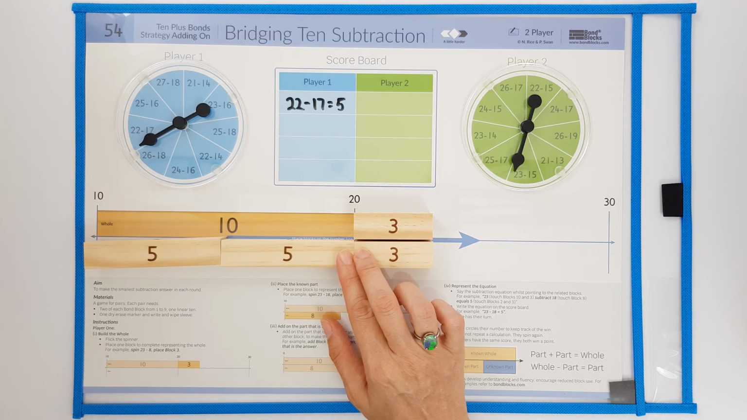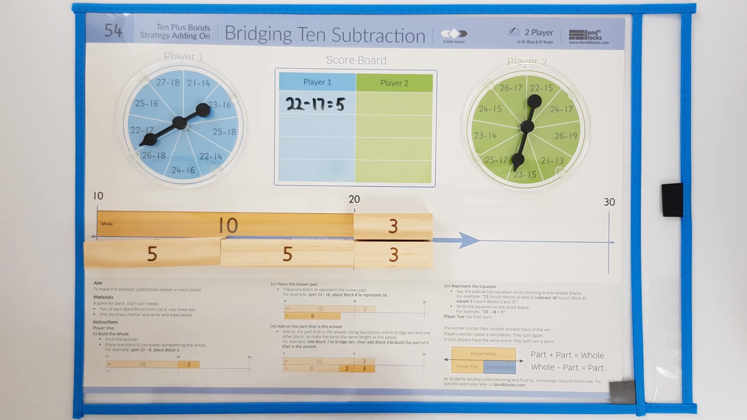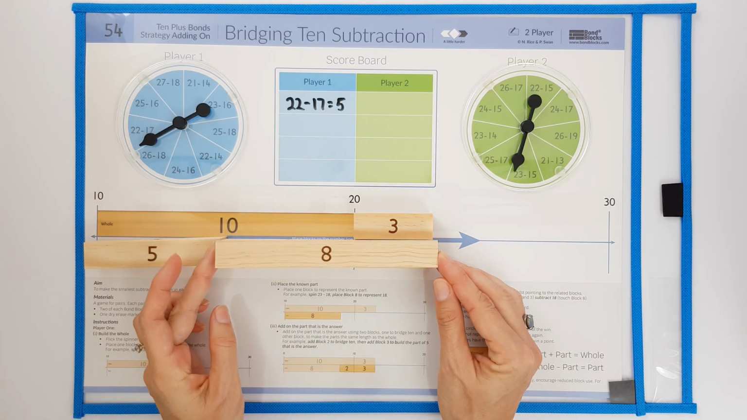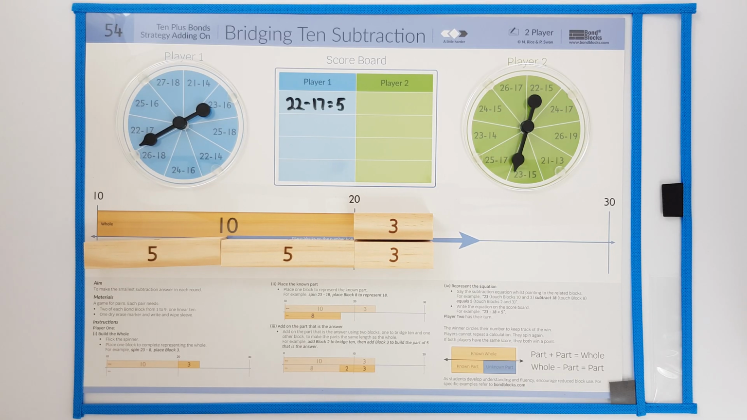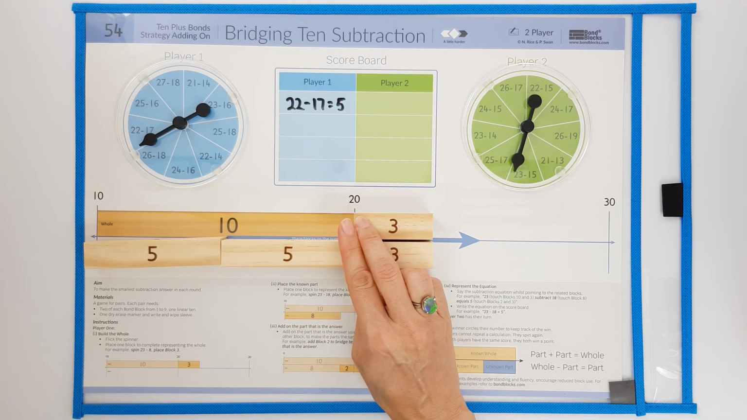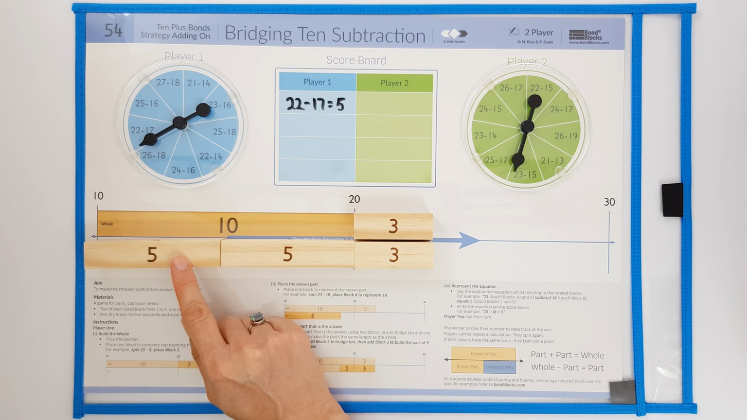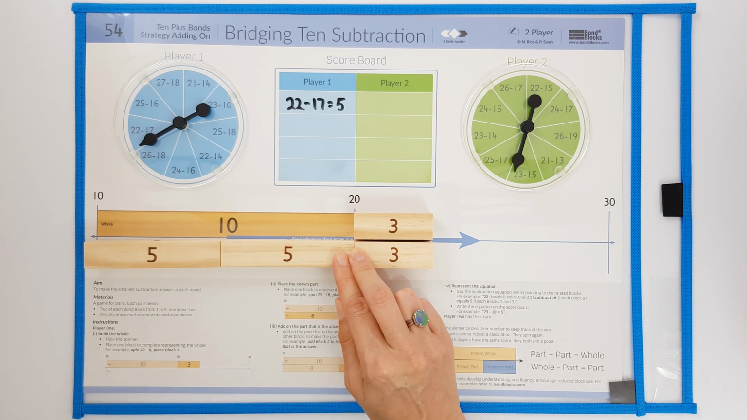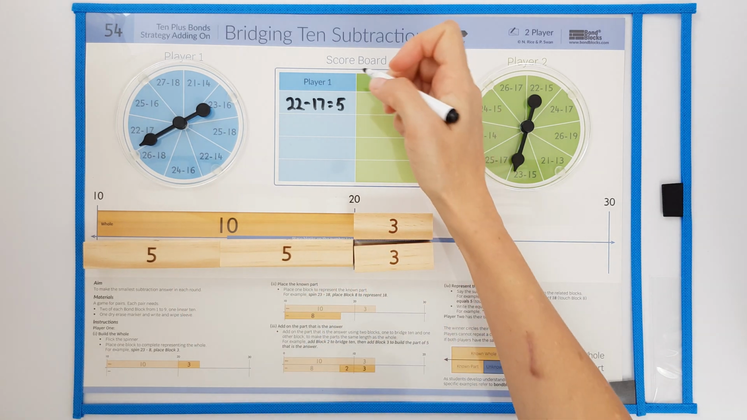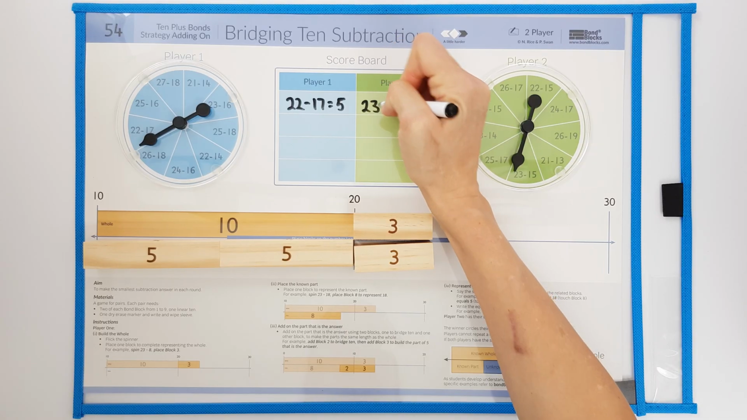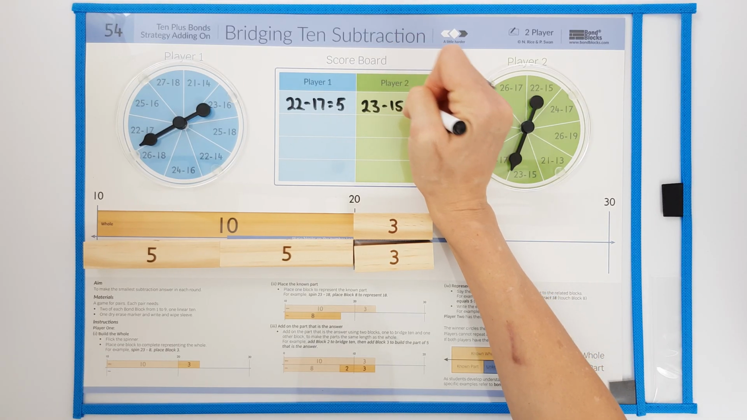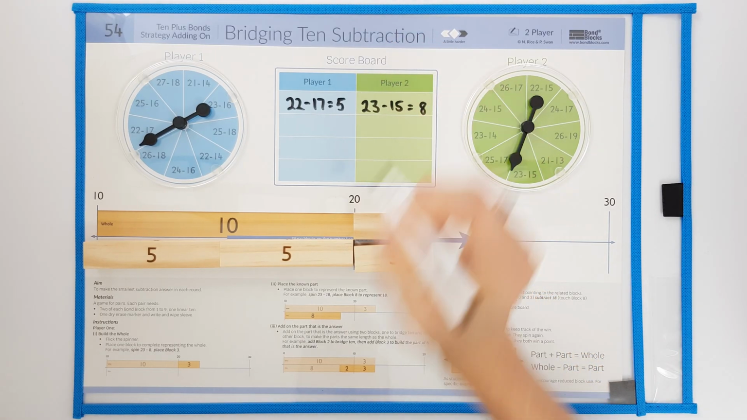If I'm unsure that this is 8, I could place a block on top to check. I say my equation. 23 subtract 15 equals 8. And I record this. 23 subtract 15 equals 8.